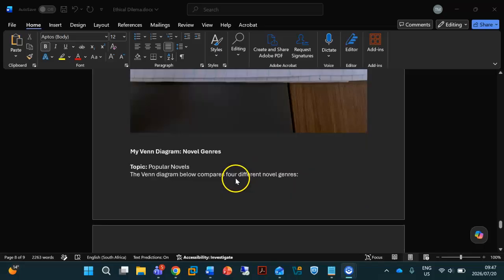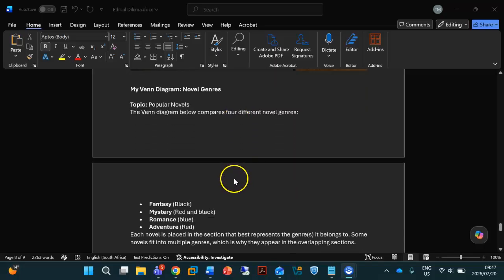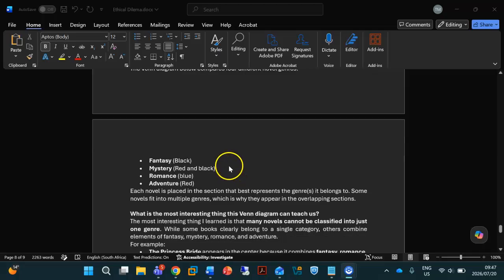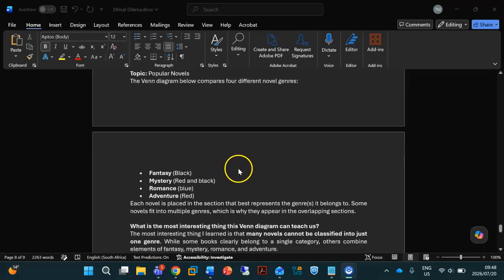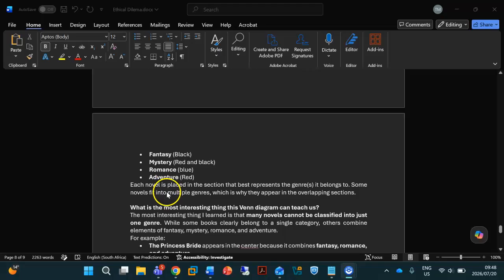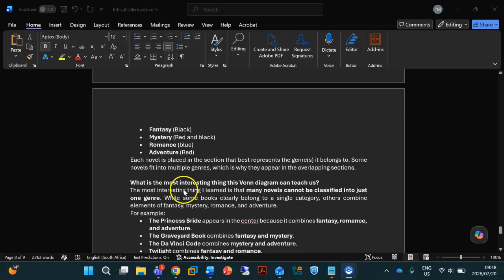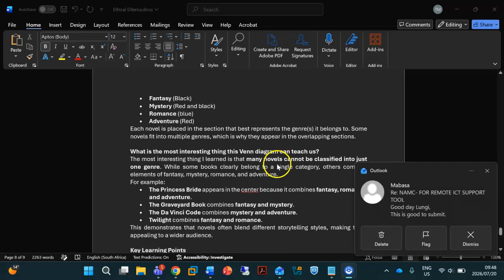So as I mentioned, I chose the novel genres, and this is 4 genres with fantasy in black, mystery in red and black, romance in blue, and adventure in red. So each novel is placed in the section that best represents the genres it belongs to, and some fit into multiple genres, which is why they appear in overlapping sections.